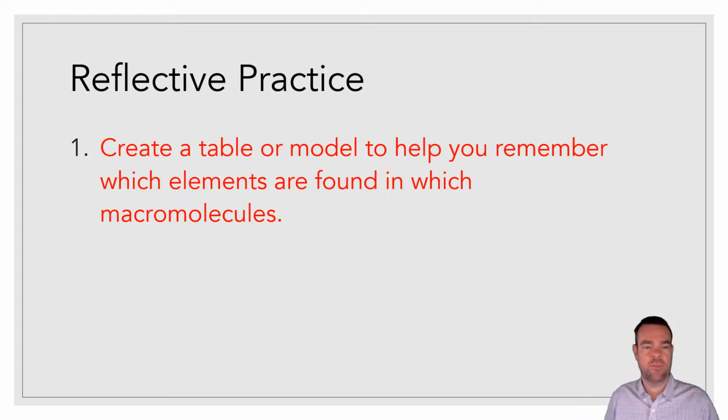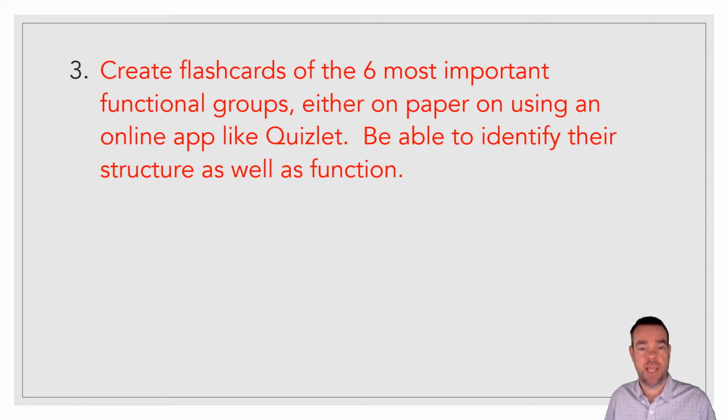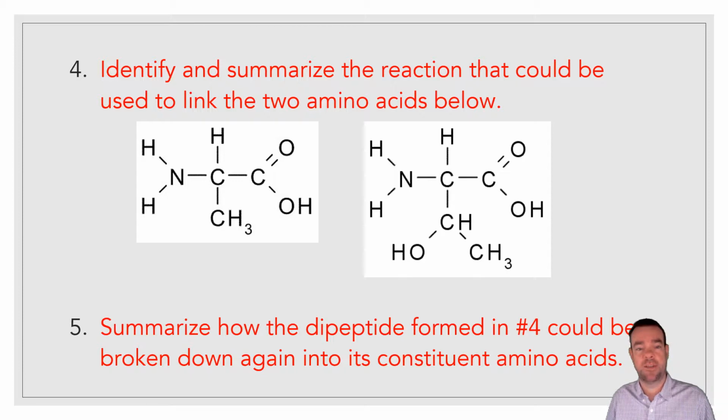So your reflective practice for this is to go ahead and create a table or model to help you remember which elements are found in which macromolecules. If the 2 molecules below have the same chemical formulas but completely different properties, explain why. So go back if you need to, look at the video, and it'll help explain that. Create flashcards of the 6 most important functional groups. You need to be able to recognize them. Sorry, that's just memorization. That's all it is. And then identify and summarize the reaction that could be used to link the 2 amino acids below, and summarize how that dipeptide formed could be broken down again. So you're looking at those reactions there.